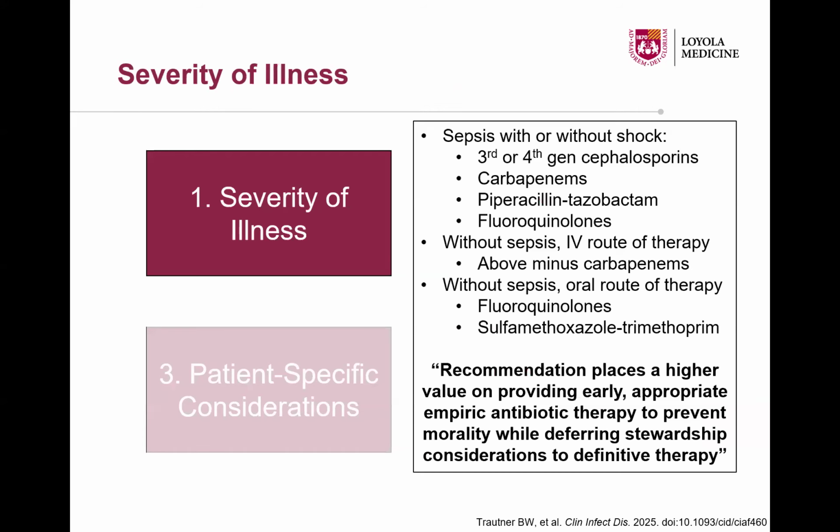So for severity of illness, they break it down in terms of patients with sepsis versus without. For patients with sepsis, with or without shock, they're recommending 3rd or 4th gen cephalosporins, carbapenems, piperacillin-tazobactam, or fluoroquinolone. If presenting without sepsis, if you're still choosing IV route of therapy, ditch the carbapenems, and if you're going the oral route, you can consider fluoroquinolones or sulfamethoxazole-trimethoprim. What they emphasize here, and this is a direct quote, is that the recommendation places a higher value on providing early appropriate empiric antibiotic therapy to prevent mortality while deferring stewardship considerations to definitive therapy.